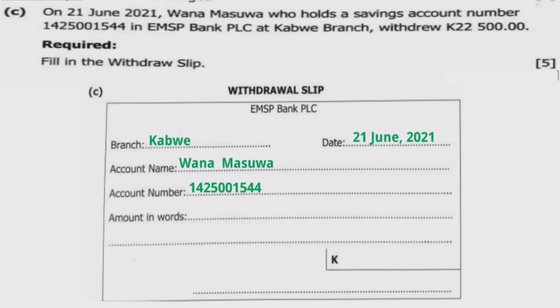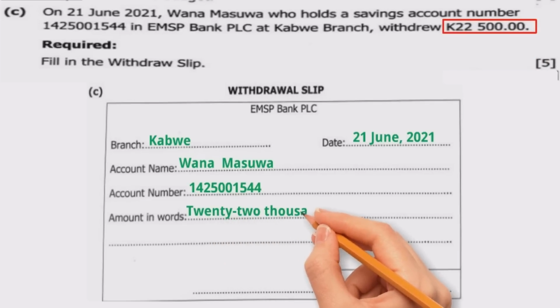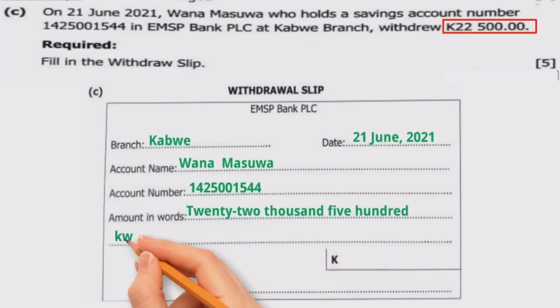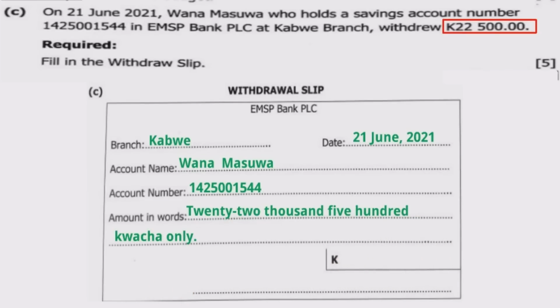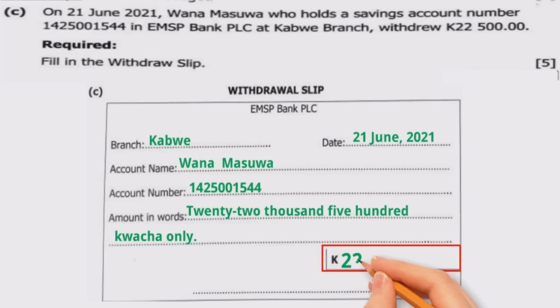Now, amount in words. For amount in words, we're going to write 22,500 kwacha only. 22,500 kwacha only, like that. In between 22, you can either put a dash there or not, but just like the way I've written, 22,500 kwacha only. Once you have recorded like that, where it's written K, that means they want you to write the amount in figures. So you're going to write 22,500 kwacha.